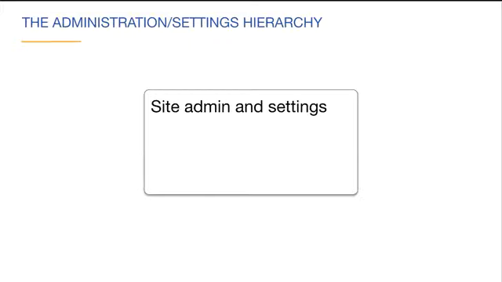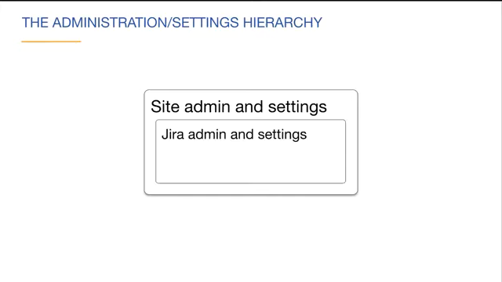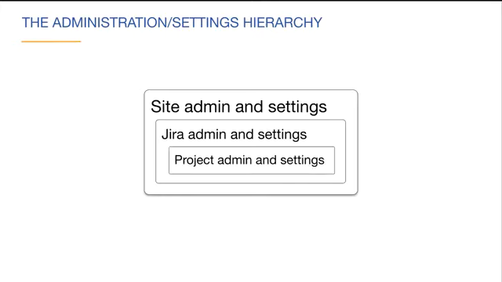A site administrator has responsibility for the entire site. They can do things like add users to the site. Because you own your free Jira site that you will use in the labs, you are a site administrator. The next level of administrator is a Jira administrator. They can control things like the creation of projects and configuration settings that can apply to multiple projects in the site. The next level of administrator is a project administrator. These users can configure the specific project.